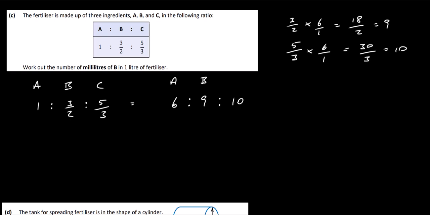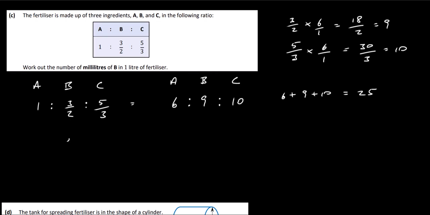So c can be 10 here. So this ratio here is exactly the same as this ratio here, but now I've just got whole numbers. So what you normally do with ratios is you would add up these three numbers here. So you do 6 plus 9 plus 10. That gives you 25. So what we need to do is look at b.